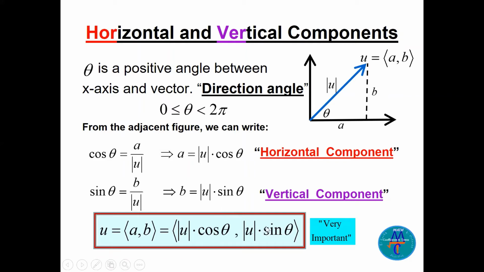So what you have to remember is this very important formula. Vector u has A, B as components. Always it will be the magnitude of the vector itself times the cosine of the theta, the direction angle. And then the other component will be the magnitude of the u times the sine of the theta, direction angle of that vector.